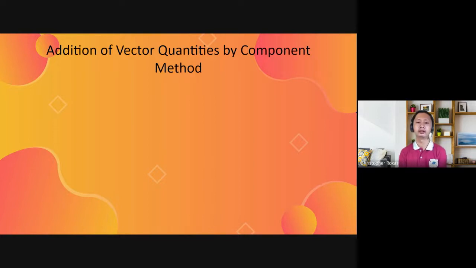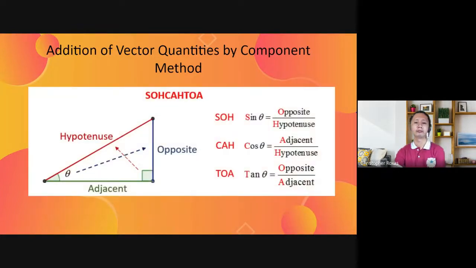Another method is the component method, which is what we will discuss today. So we can always use either of these two methods or both methods, okay? Graphical and component method. In the component method, the Pythagorean theorem will be useful to us. Okay? Actually, this method is based on the right triangle.